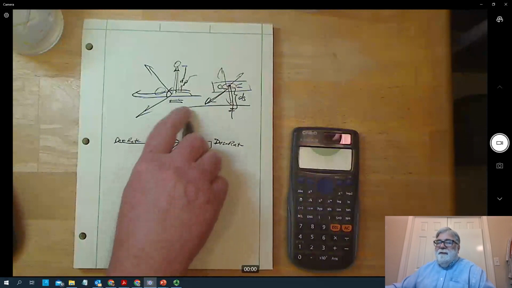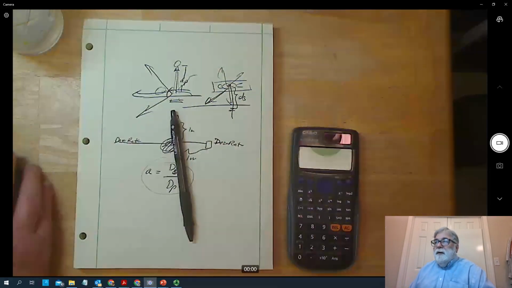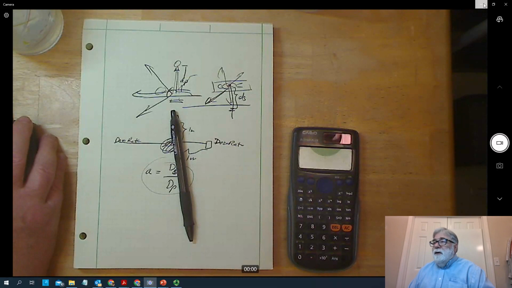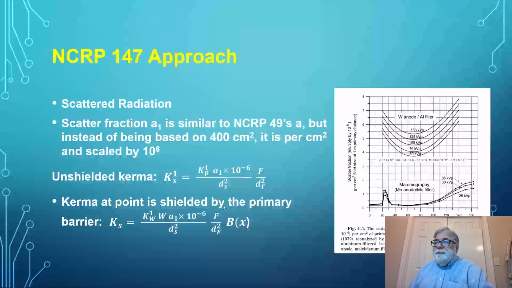So you have to use the A value that's appropriate for where you're looking, where you want to calculate the dose. That's what those A values are, a function of different angles. The highest scattering occurs at backscattering, 140 degrees or so. The minimum is somewhere around 70 or 80 degrees, 70 degrees, I'd say.